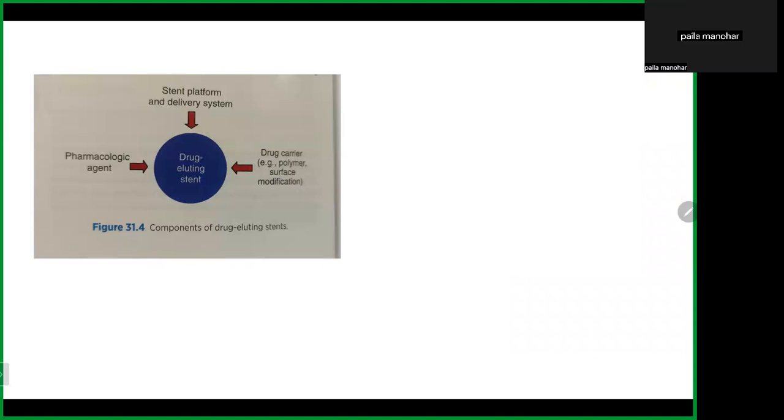When you see this diagram, this is a drug-eluting stent. There is a stent platform and a delivery system, a drug carrier or polymer surface modification, and a pharmacological agent, a slow-releasing drug, to prevent neointimal proliferation. So these are the three components of a drug-eluting stent.